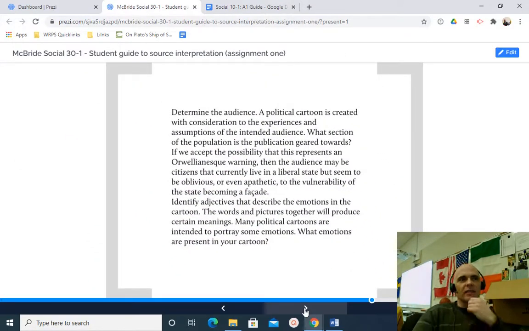Determine the audience. Why is it created? Well, it's created as an Orwellian-esque warning. The audience may be citizens that are currently living in a liberal state, but seem to be oblivious that they're sliding towards an illiberal state or a non-liberal state.